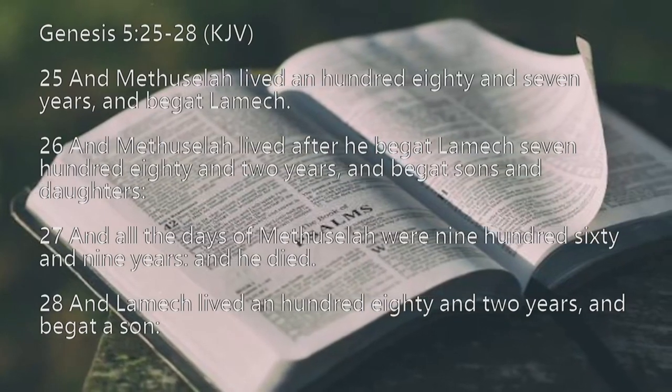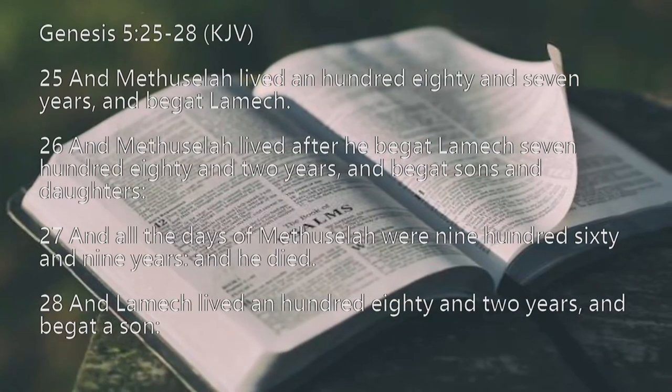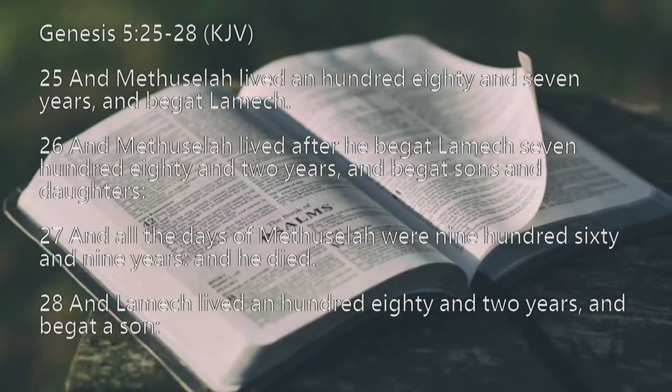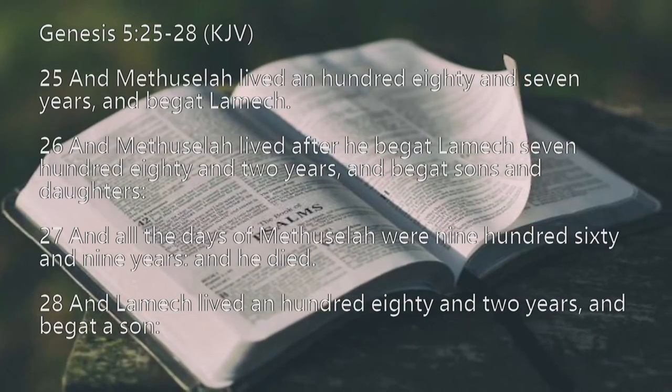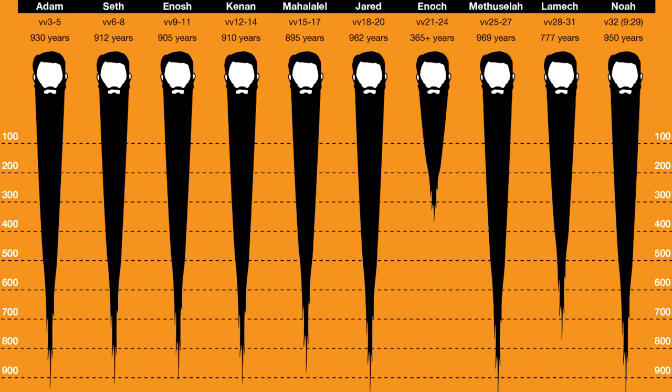Methuselah lived 187 years and begot Lamech. And after he begot Lamech, Methuselah lived 782 years and had sons and daughters. So all the days of Methuselah were 969 years, and he died. Lamech lived 182 years and had a son. Let's do a little math here. If we take that 187 plus the 782, you get 969, which is the exact year Scripture said Methuselah died.